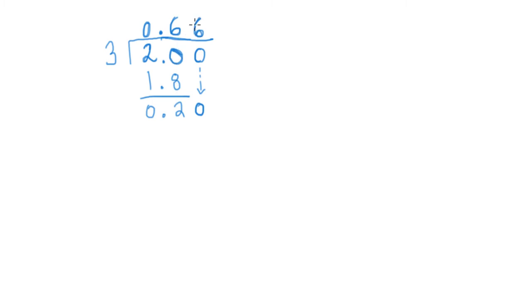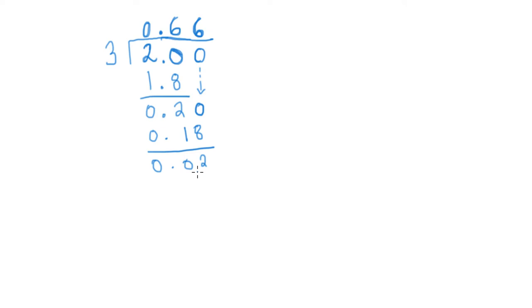There are, of course, 6 hundredths that we can put in each one of the equal groups. 6 times 3 will give us 18 hundredths. And then we're left with 2 hundredths. Okay, so you see a pattern starting to form.